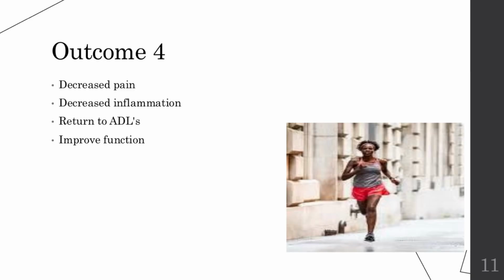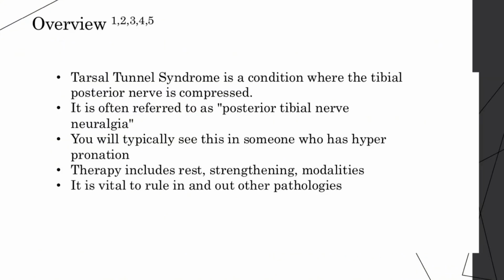Outcome: decreased pain, decreased inflammation, return to activities of daily living, and improved function. Overview: tarsal tunnel syndrome is a condition where the posterior tibial nerve is compressed. It is often referred to as posterior tibial nerve neuralgia. You would typically see this in someone who has hyperpronation. Therapy includes rest, strengthening, and modalities. It is vital to rule in and out other pathologies.